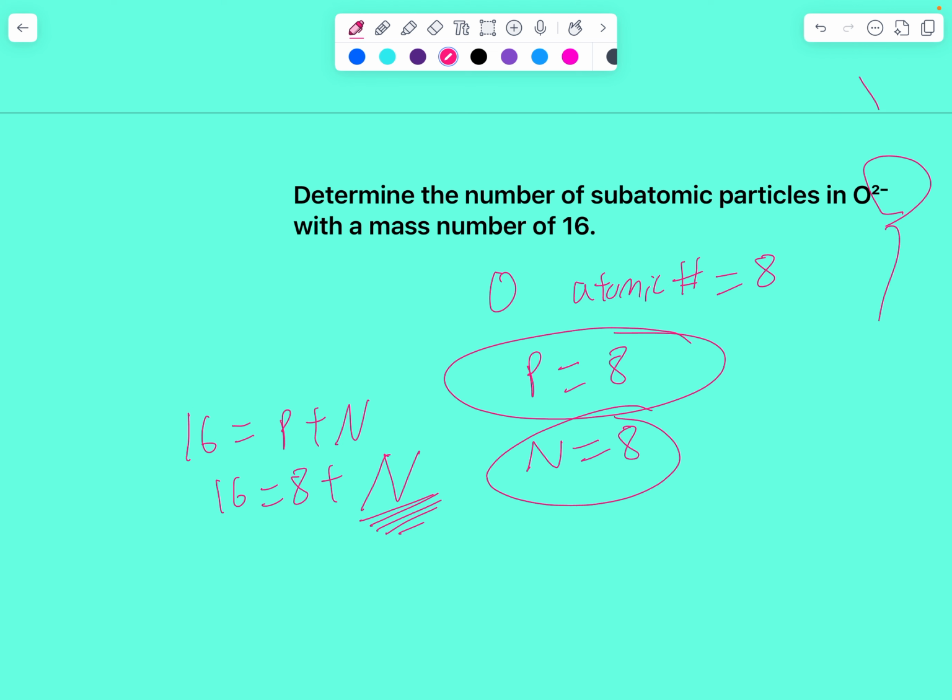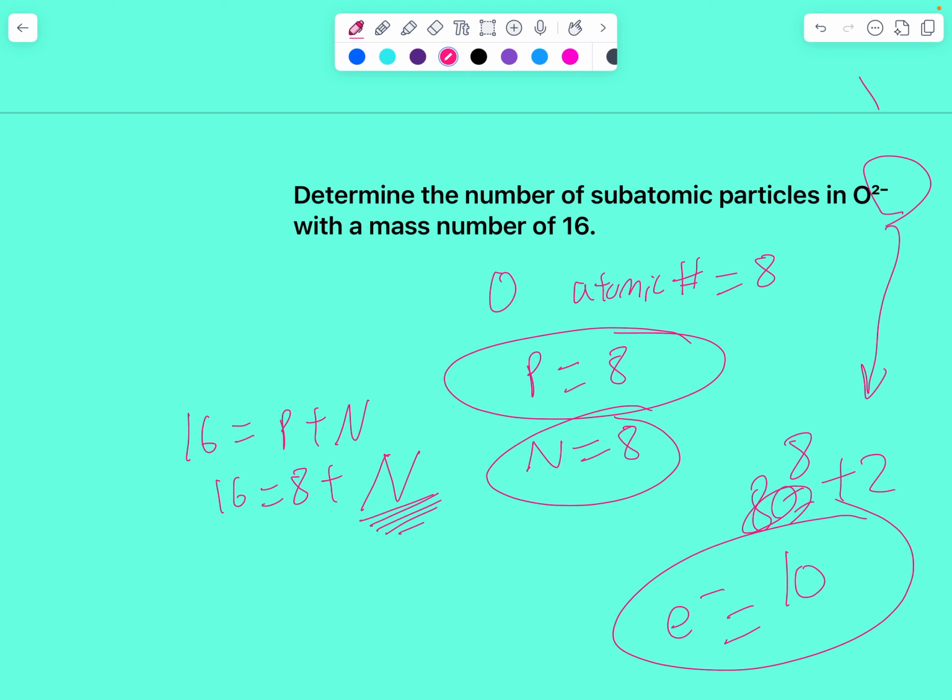And I got a minus 2 charge. So I'm going to do the opposite, because that's how science is. And I'm going to say, oh, wow, I gained 2 electrons. So I'm going to take the atomic number of 8, or the protons. So P plus 2, which is 8 plus 2, which is 10. So electrons equals 10.